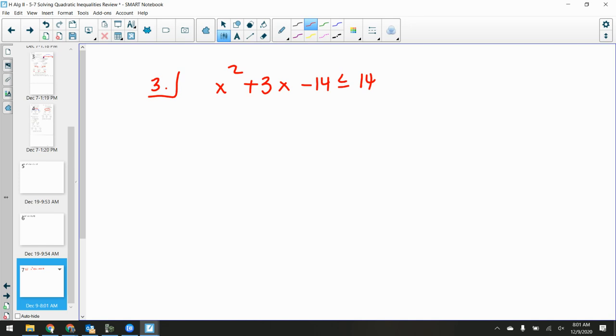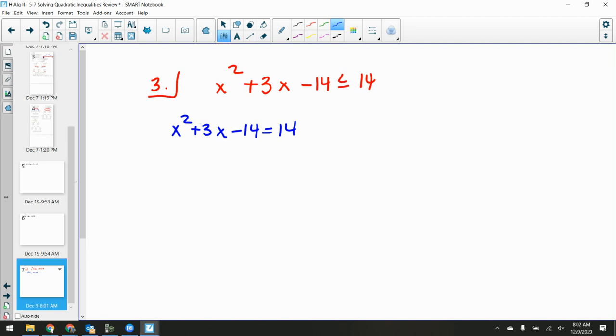x squared plus 3x minus 14 is less than or equal to 14. This is the one you don't have to do on that. Okay, so let's go through the process again. First thing that you want to do is treat it like an equality, because I want to figure out the critical points. How do you figure out those critical points? You solve the equation. Wherever the solution to the equation is, that's where the critical points are.